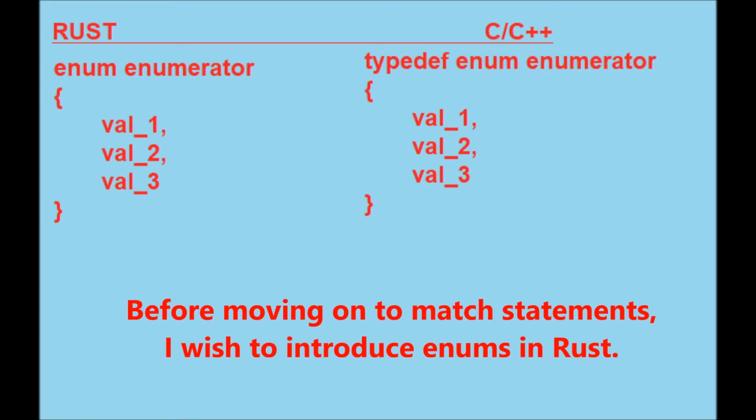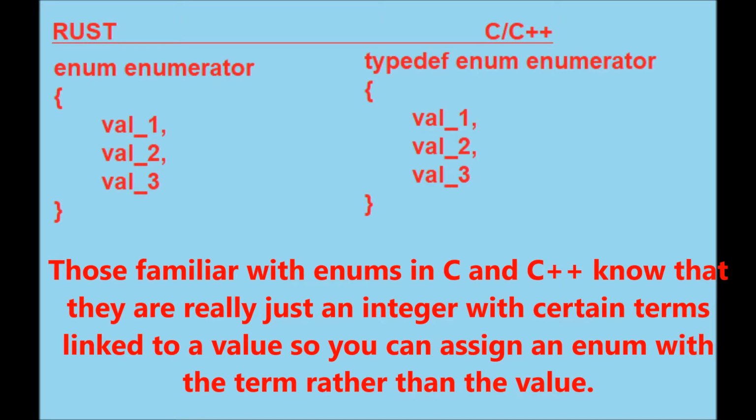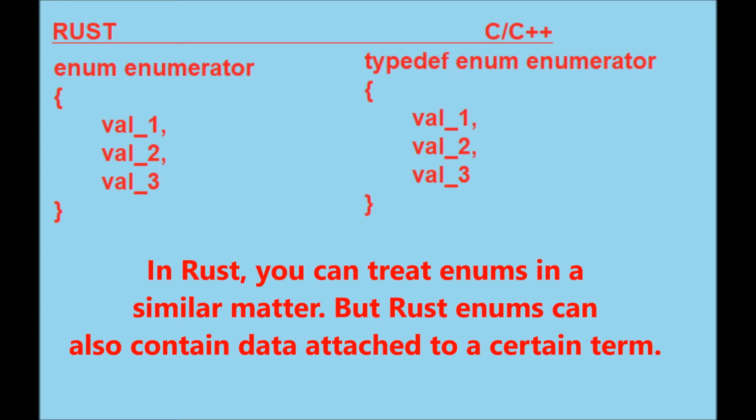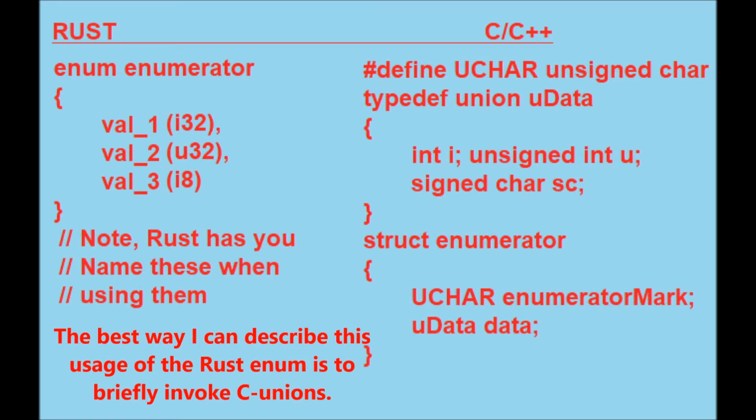Before moving on to match statements, I wish to introduce enums in Rust. Those familiar with enums in C and C++ know that they are really just an integer with certain terms linked to a value, so you can assign an enum with the term rather than the value. In Rust, you can treat enums in a similar manner, but Rust enums can also contain data attached to a certain term. The best way I can describe this usage of the Rust enum is to briefly invoke C unions.